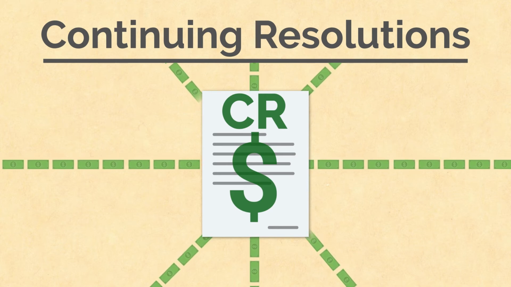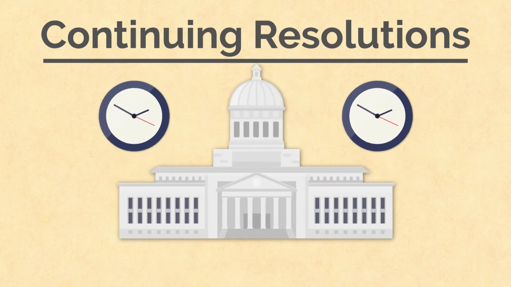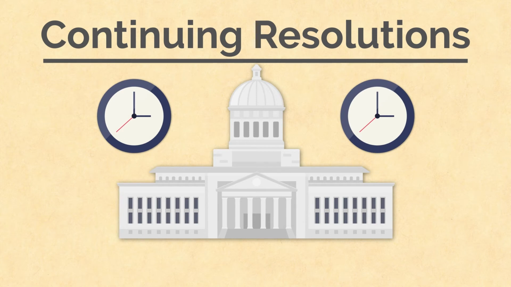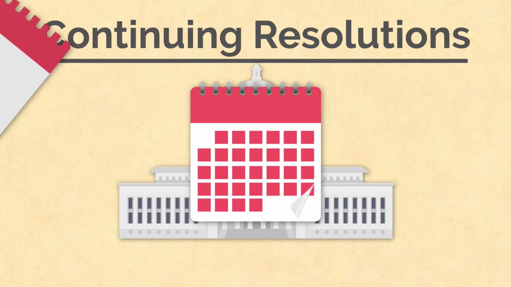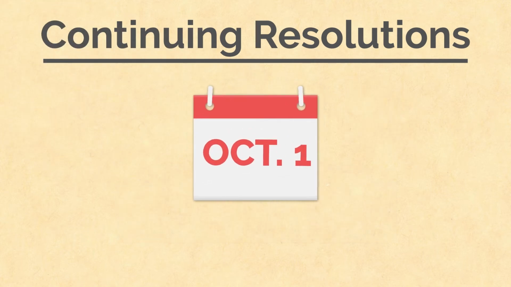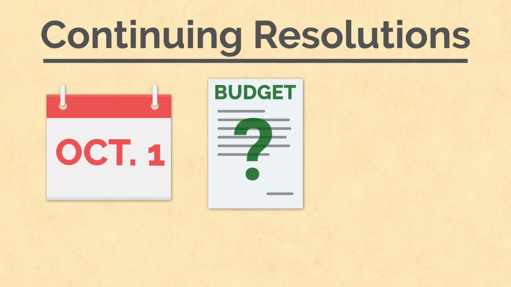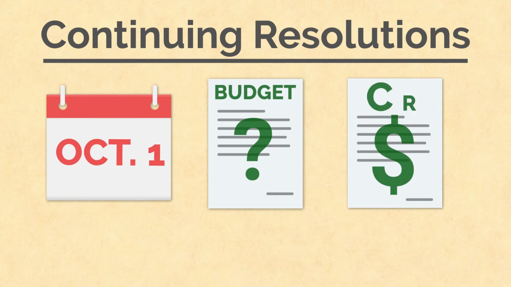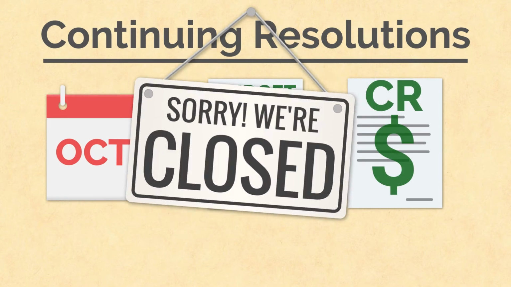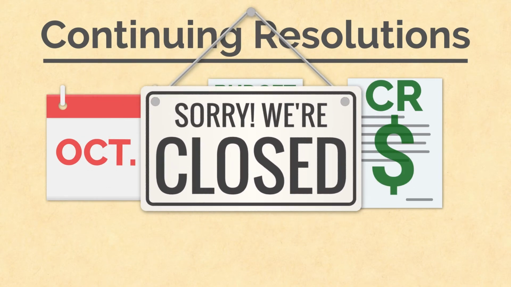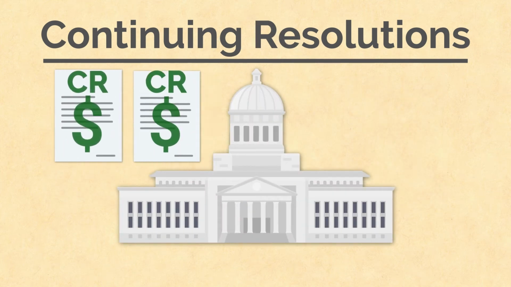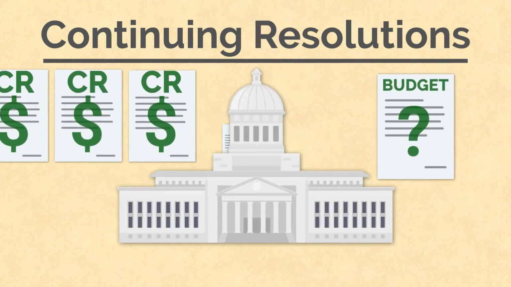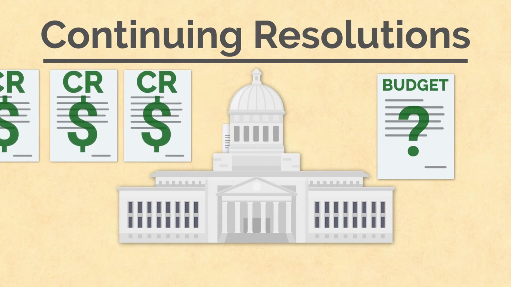A continuing resolution gives Congress more time to finish the budget process. There is no limit on how long a continuing resolution can go on for, but they are usually only for a couple of months. October 1st is the start of the fiscal year. If the budget isn't ready by October 1st, Congress needs to pass a continuing resolution or the government shuts down. Some years, Congress just passes one continuing resolution after another, and we never finish the budget for that year.